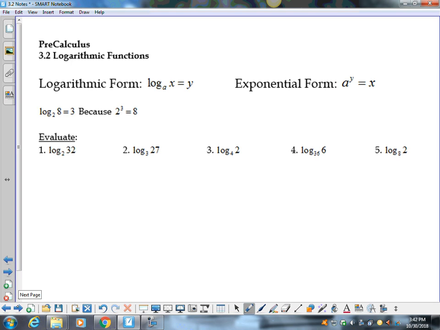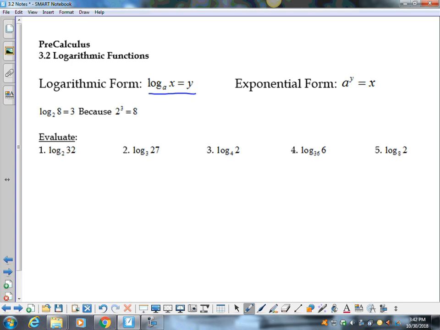Okay, so we're going to talk about logarithmic functions. You should have seen these before. Most of what we do today you should have seen. We're just going to kind of take it a little step farther. So here's how you read this. This is log base A of x equals y.